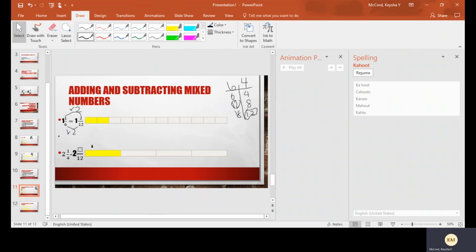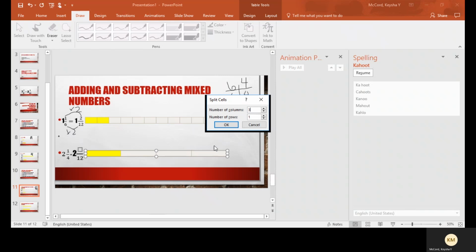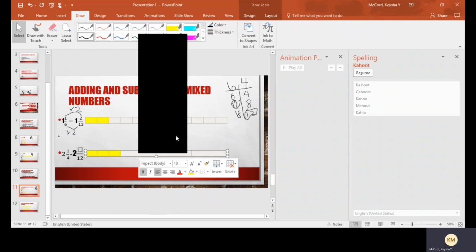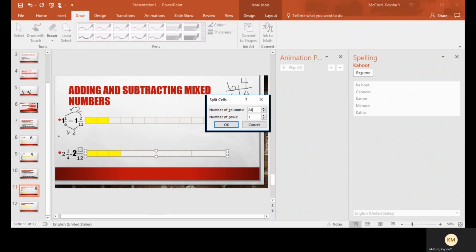I'm going to do the same thing here. I'm going to go from 4 pieces to 12 pieces. So how do I go from that? Well, 4 times 3 gives me 12. That means I need to split each one of my fourths into 3 equal pieces. Okay. So I'm going to split that up. Too many pieces. 3.